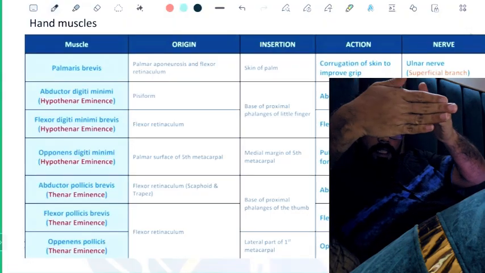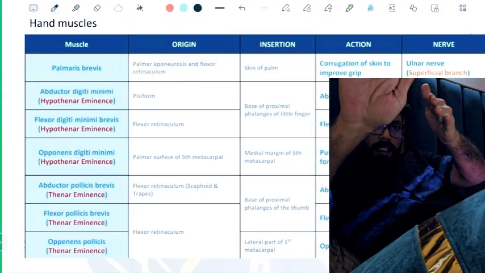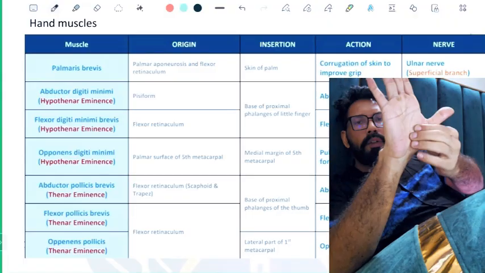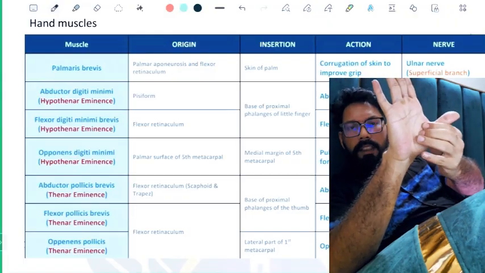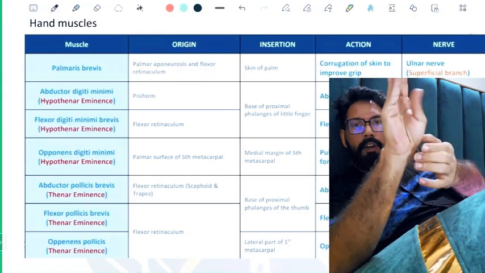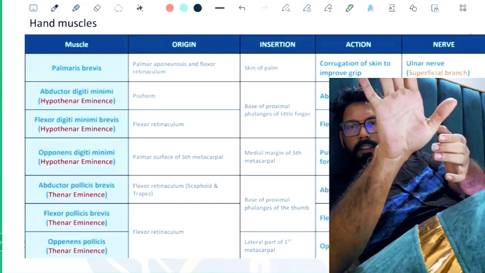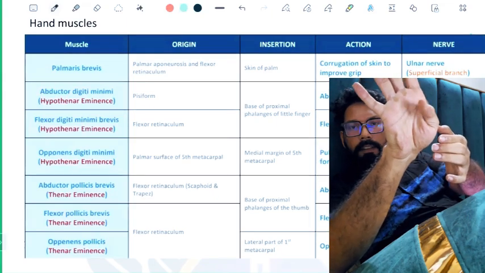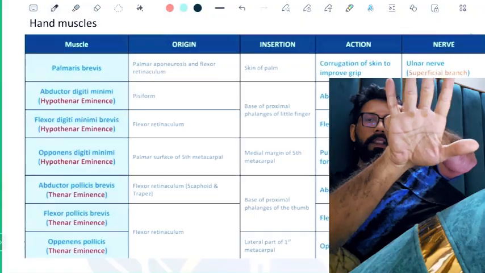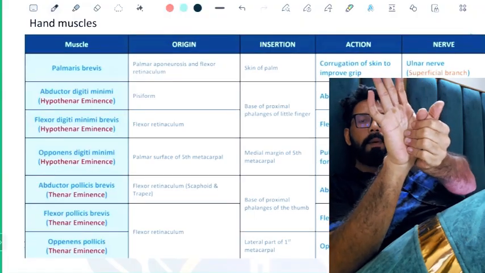This movement is supplied by the ulnar nerve. This one adducts the finger. So abductor pollicis brevis, flexor pollicis brevis, and opponens pollicis. Opponens, flexor like this, flex the finger. So these three muscles are supplied by the median nerve.